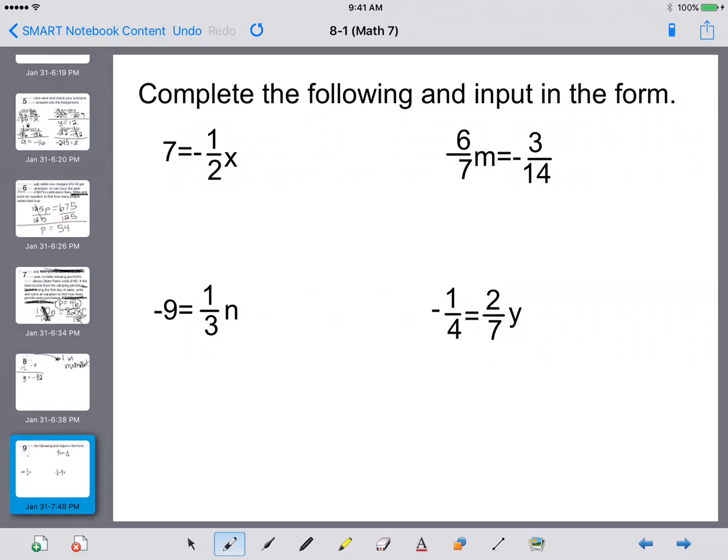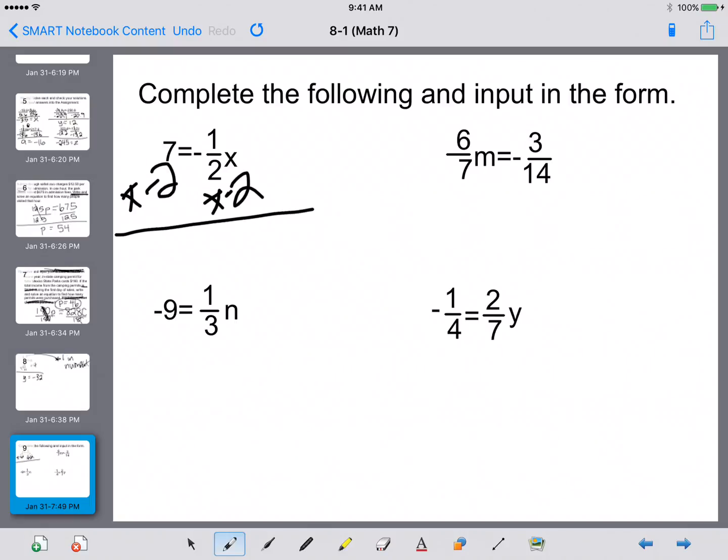If our number does not have a 1 in the numerator, what you need to do is just multiply by the reciprocal, or the inverse. So we have 7 equals -1/2 x. We're going to multiply by the reciprocal. So we're going to times 2, or -2 even. What you do to one side, you do to the other. Since that number on the coefficient was negative, we need to keep this number negative as well.